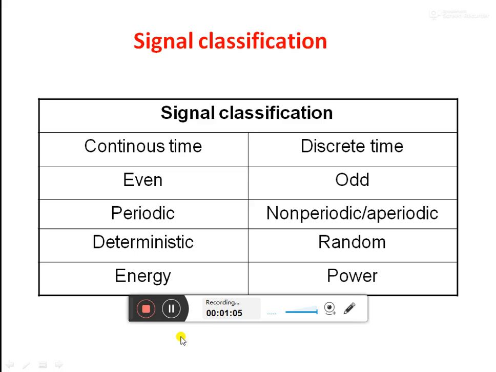And based on the behavior, the signals are classified as deterministic and random signals. And based on the energy and the power content, the signal is classified as an energy or power signal. So this is the basic classification that we have for signals. So let's take these up one by one.